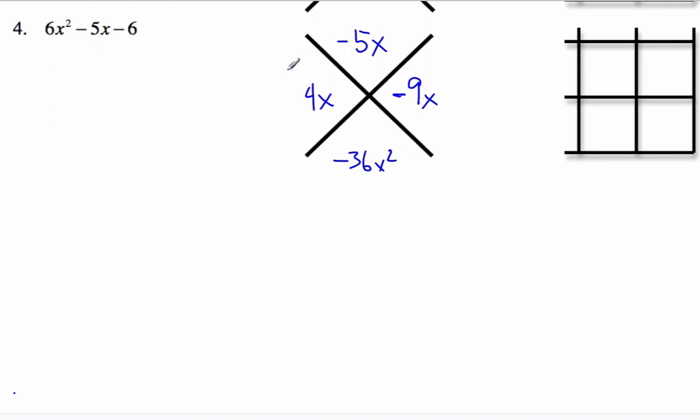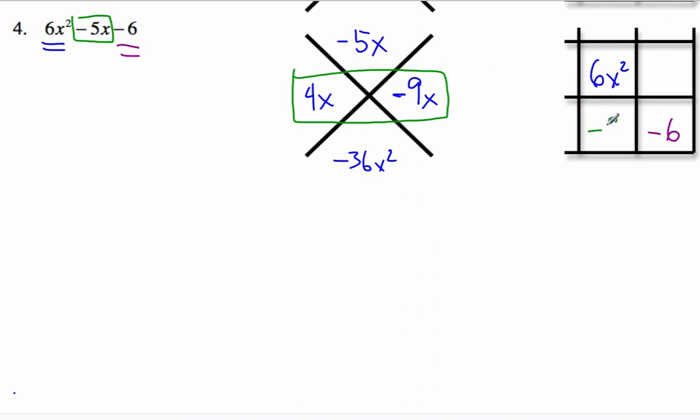All right, so we've done this in the past. Now we have to go to this box. So I know 6x squared goes here. -6 goes in the back column. This middle term has to go in these two, so those two together are that middle term, -5x. So either way I do it, -9x and a 4x. These can be switched around, the other ones do not switch them around.